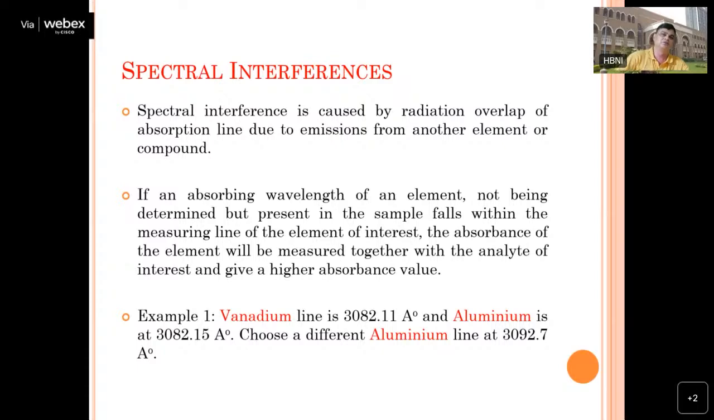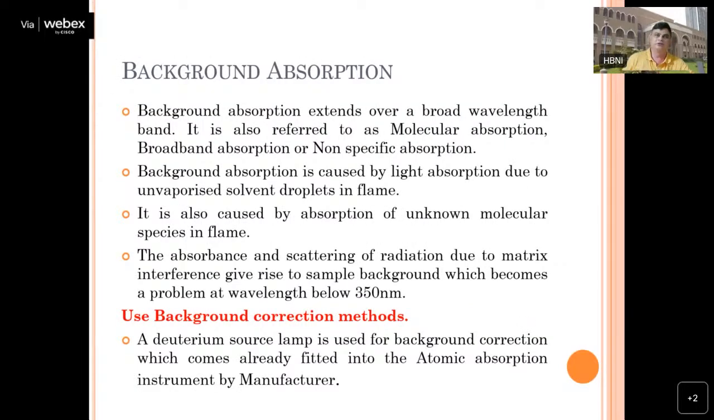Since the lines of the vanadium and aluminum are so close, one is at 3082.11 angstrom and the other one is 3082.15, it is always better to choose a line which is far away from those. So if you are carrying out an analysis of a solution which contains both vanadium and aluminum, choose an aluminum line which is free from this spectral interference. So we choose the line at 3092.7 angstrom. This is how one can avoid the spectral interference.